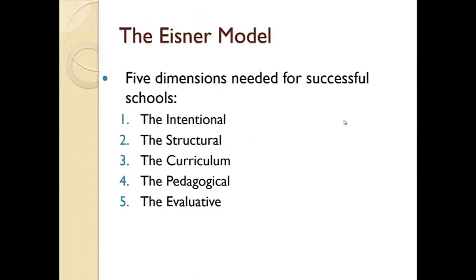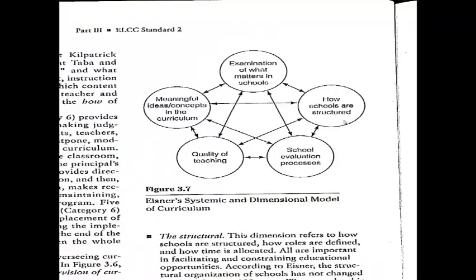The last model I believe here is the Eisner model. This is a little bit more, a little bit more, less programmatic maybe. The 5 dimensions needed for successful schools are the attentional, the structural, the curriculum, pedagogical, and the evaluative. And here we see in the Eisner model that all of these things are involved in developing the curriculum. So whereas we see a procedural process in things like the Tyler or the Beauchamp or the other two models that we looked at here, in the Taba and Eisner models we see just broad ideas around what constitutes the curriculum in the school and the interaction between those ideas.